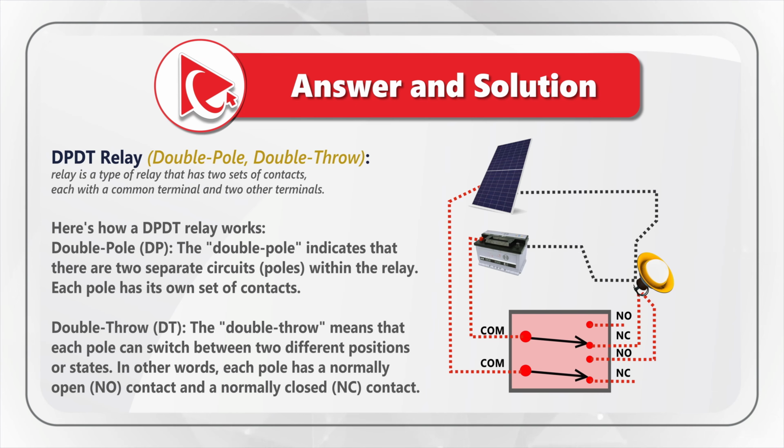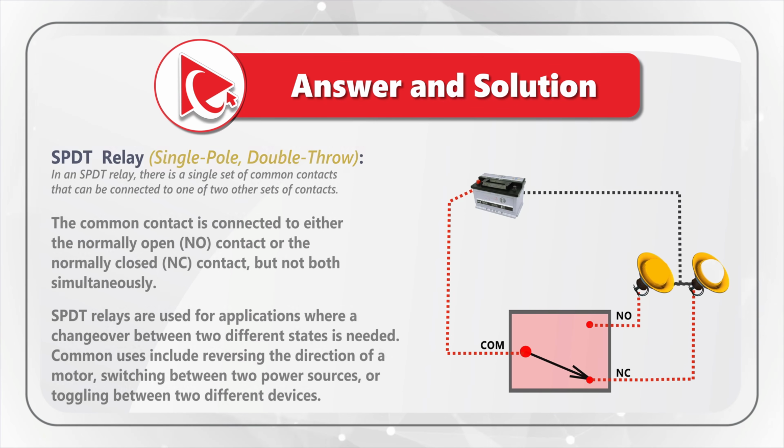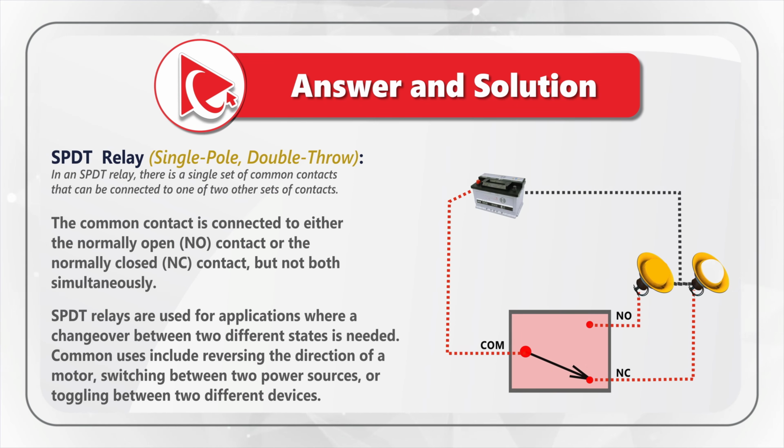But as you might have guessed, neither SPST nor DPDT is the correct answer to the question. There is another type of relay, SPDT, which stands for single pole, double throw, which is shown in the original picture. In an SPDT relay, there is a single set of common contacts that can be connected to one of two other sets of contacts. The common contacts are connected to either the normally open NO contact or the normally closed NC contact, but not both simultaneously.